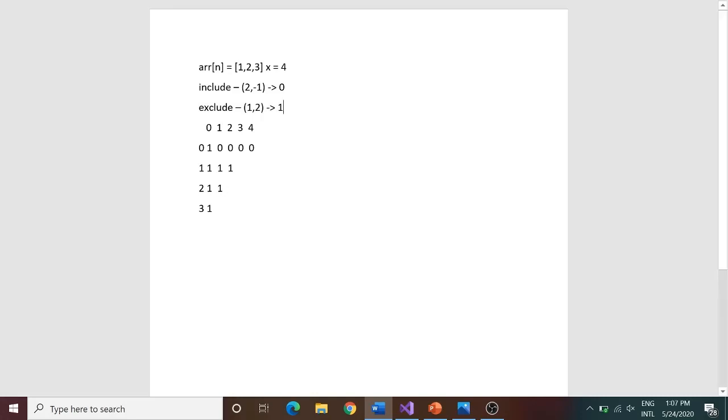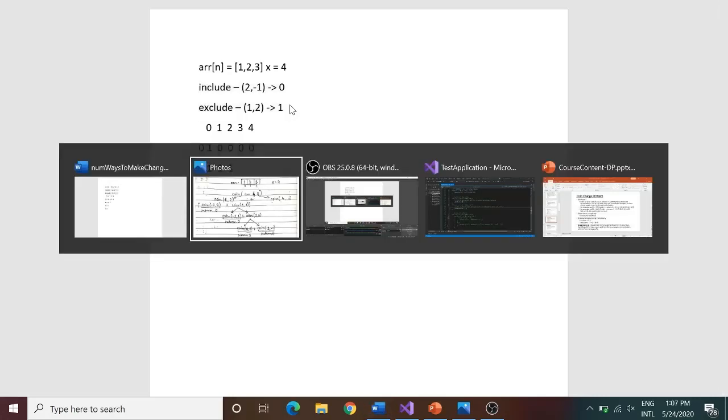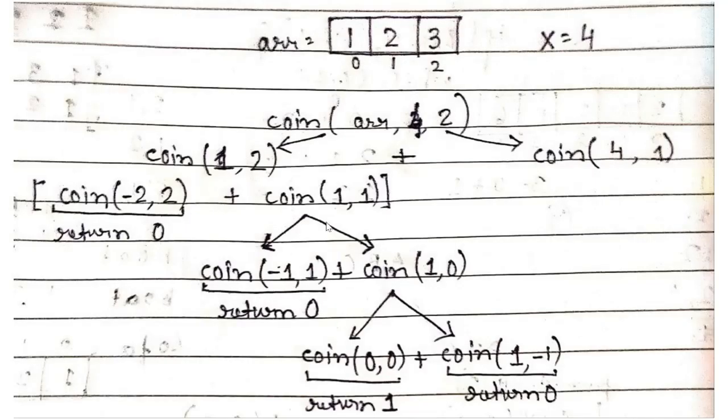So in such scenarios, where the denomination which I have in my hand is actually more than the amount which I need to make, I would be excluding that. My answer will be dependent on only the recursive call where I have excluded the denomination, and in other cases I will try to branch out. So that's what we have done in this recursive tree as well.